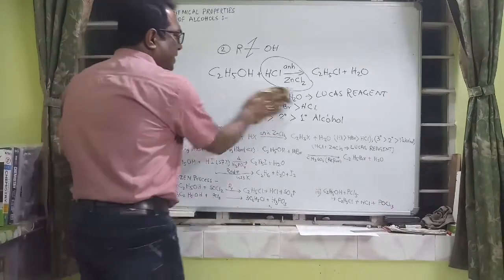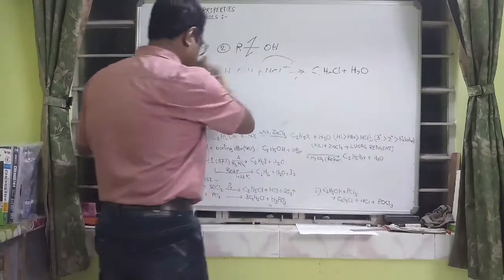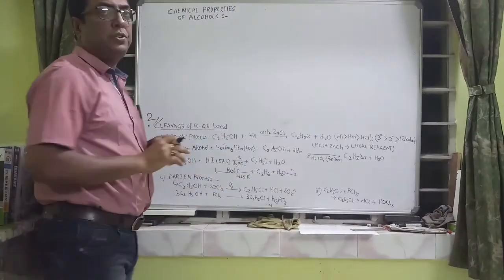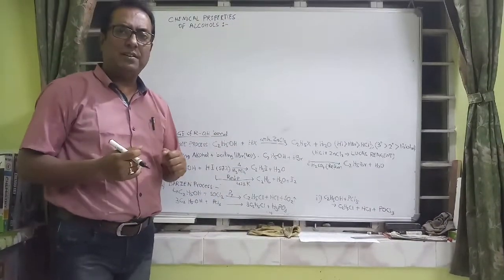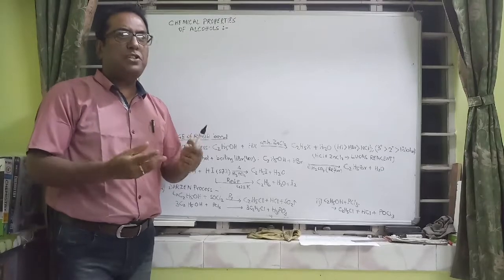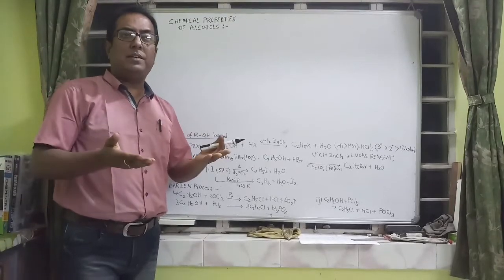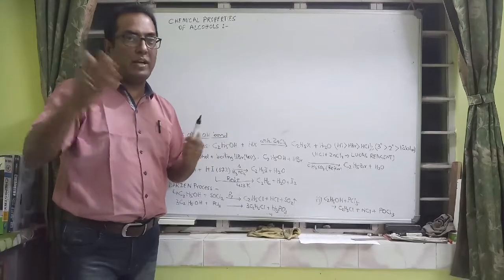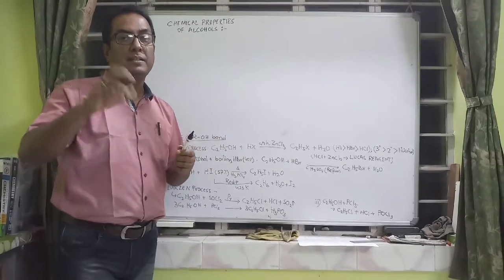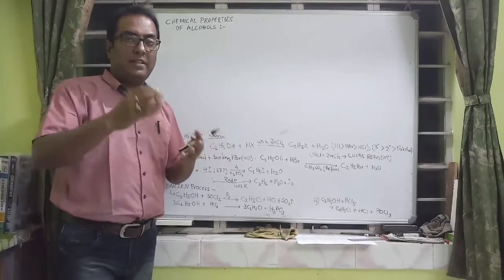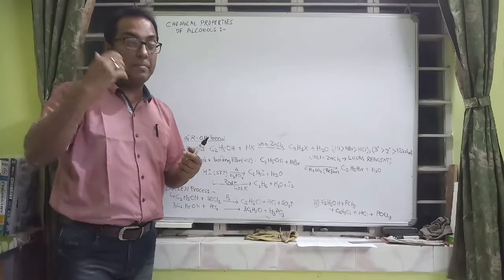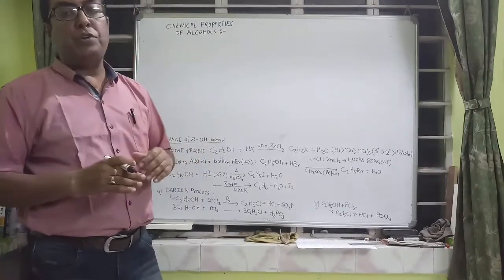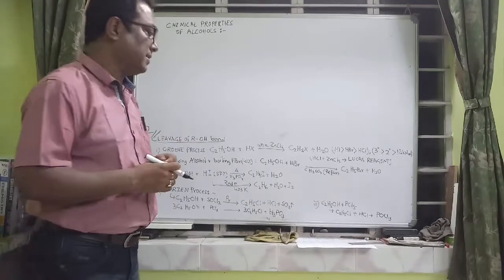Our next topic is refluxing with alcohol. Students, do you know what refluxing is? Refluxing means first you heat it, then the liquid vaporizes, and you cool the vapor. This is one way you can go for refluxing. The other way is that you take the material, make it into vapor by heating it, and then allow it to cool. This is also called refluxing.